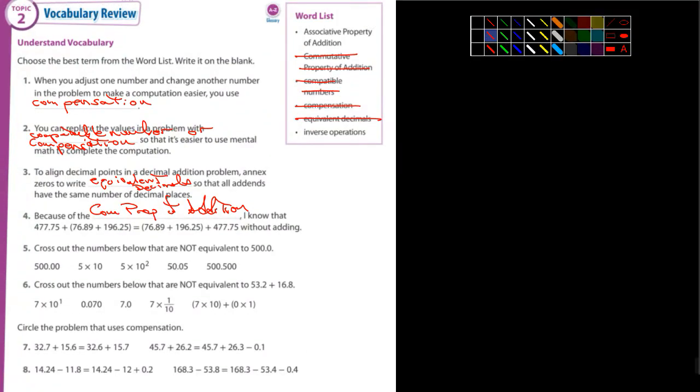Okay, so this is the vocabulary review page of chapter 2. And in class, we've already discussed the first four. You can see the answer to number 1, it's compensation. Number 2, compatible numbers or compensation. I think either one would actually work. Number 3 is equivalent decimals. And number 4 is commutative property of addition. Let's see here.